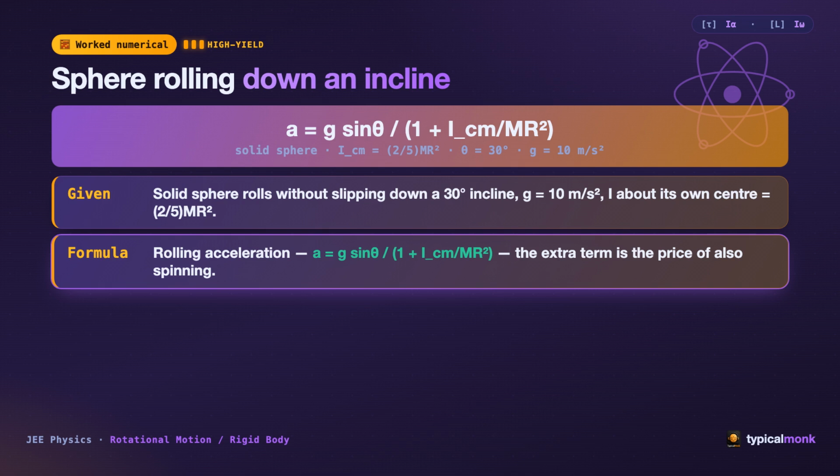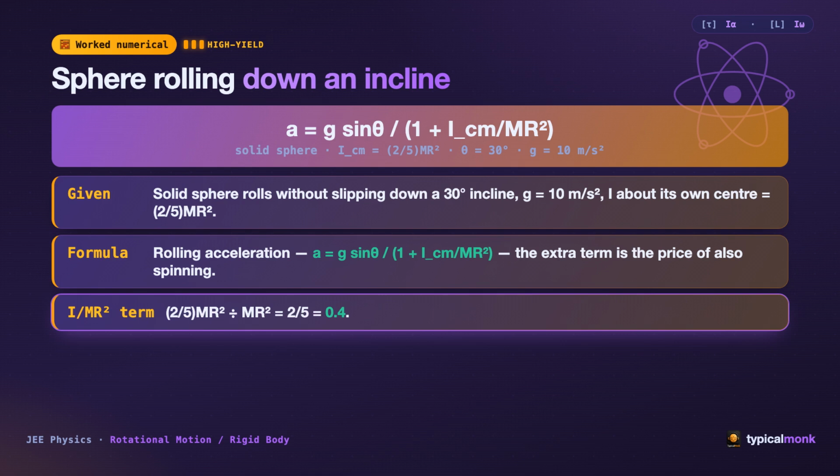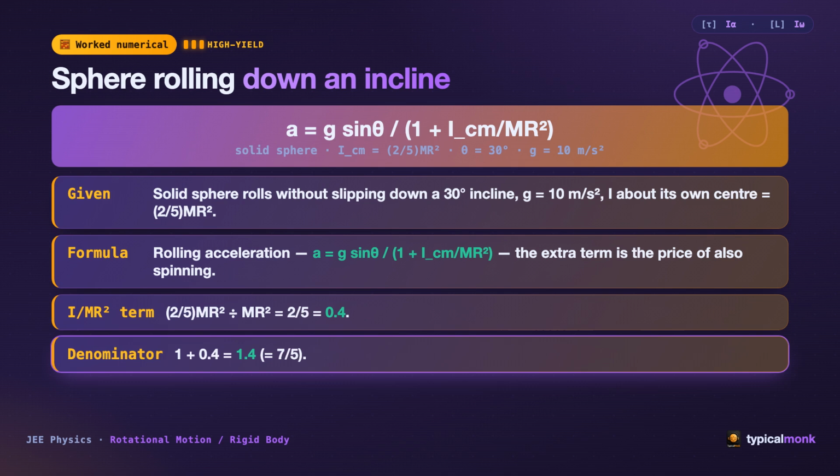Step 2. The formula for a rolling body on an incline. Acceleration equals g sine theta divided by 1 plus I over mr squared. The extra term in the denominator is the price of also having to spin. Step 3. The I over mr squared term. 2/5 mr squared over mr squared is simply 2/5, which is 0.4. Step 4. The denominator 1 plus 0.4 is 1.4, which is 7/5.